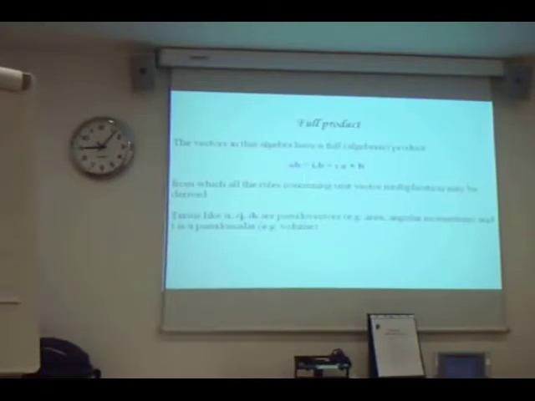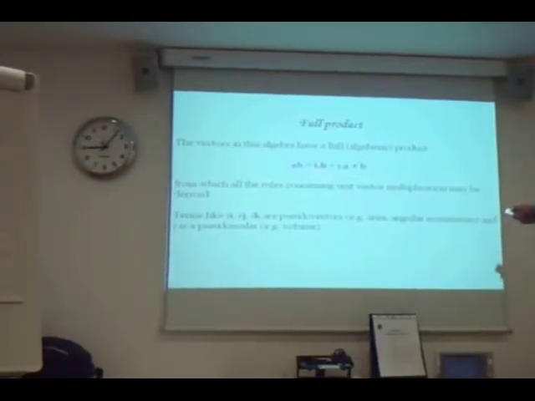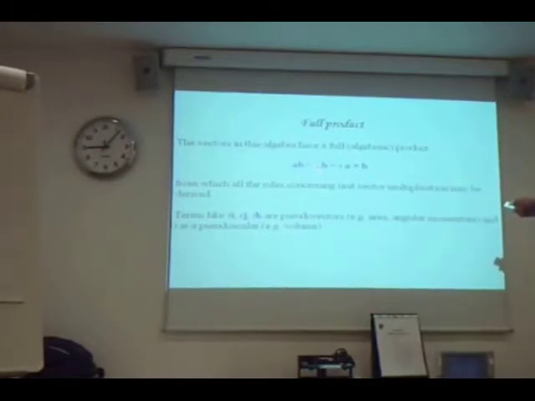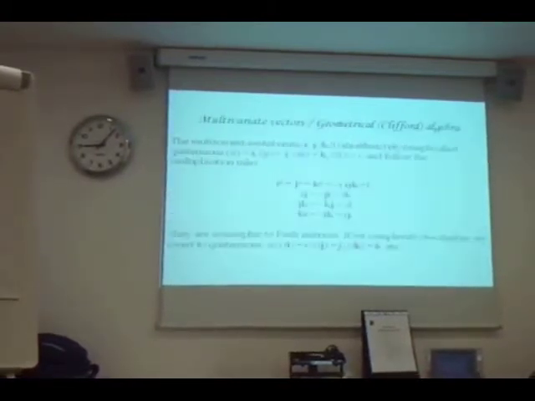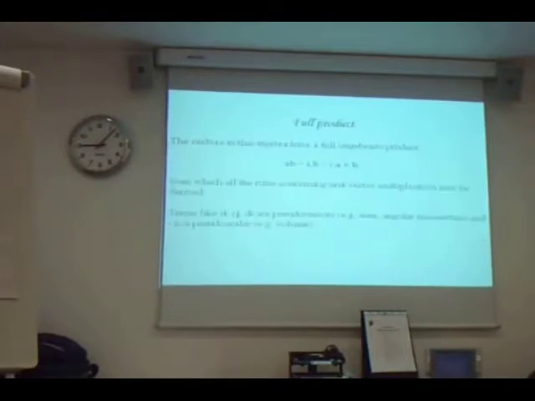And the vectors in this algebra have what we call a full product. It's a combination of, that should be A, not I. That's A times A dot B, and that's I A cross B, A dot B. So we have a dot product and a cross product combination. And then all the rules that we just mentioned can be derived from that.